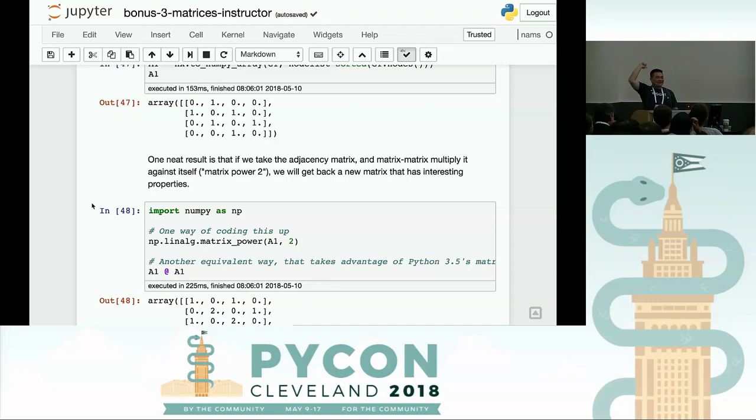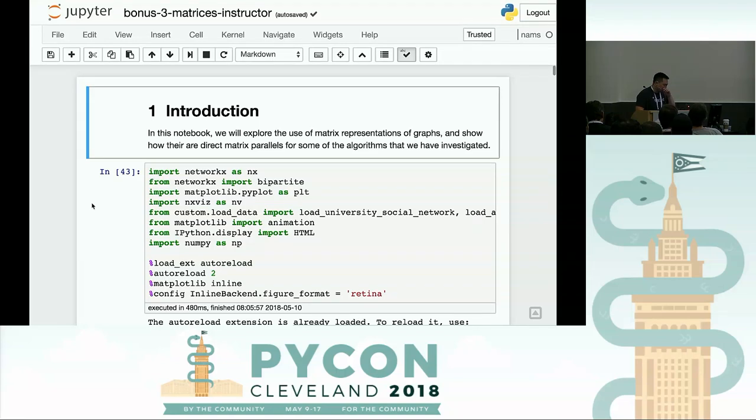Myself included. So this was the most fun notebook to write for me in the most recent iterations, and I'm hoping you'll find it really fun and interesting too. It turns out if you look at graphs, there's a lot of linear algebra relationships that are really interesting. If you remember, we have the adjacency matrix form of the graph, right? So the adjacency matrix is node by node.